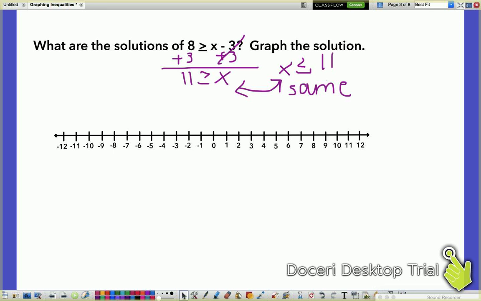Okay, so greater than or equal to, I have a line underneath. It's including the number. So my closed circle and less than. Okay? So if you look on the number line, all the numbers 11 or below would be what x could be. So that means x has to be less than or equal to 11.